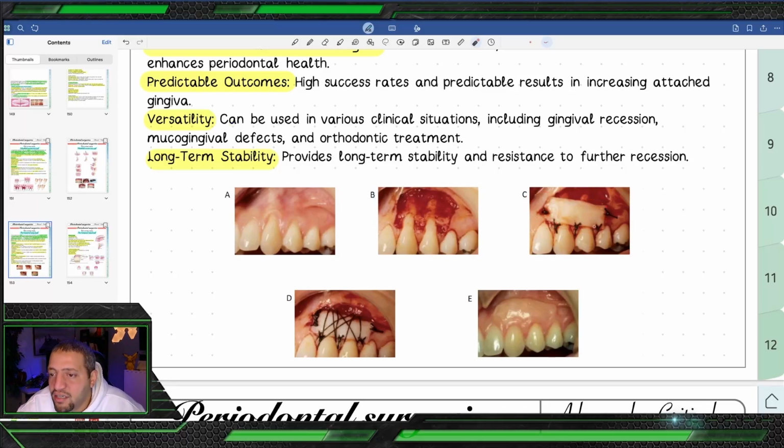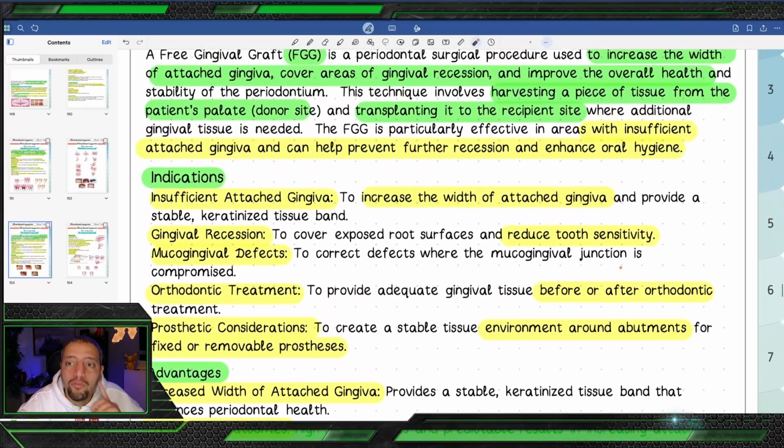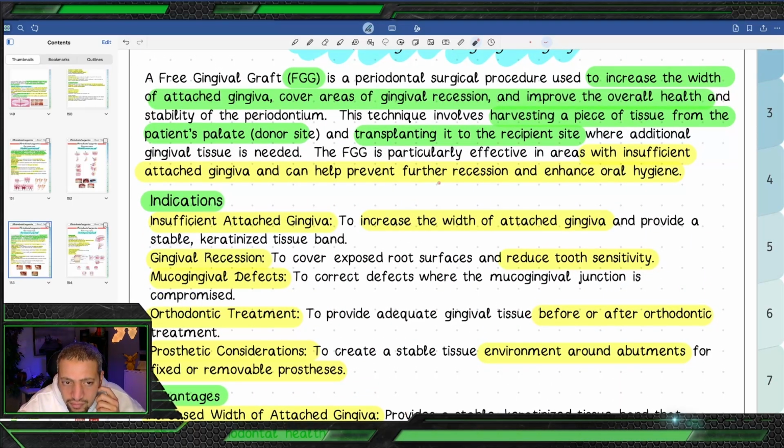Why is the healing here not perfect? Because the soft tissue is coming over the soft tissue. In the other one, we get a little soft tissue and we put it here. This is something we don't like, but we use it only when we do not have adequate attached gingiva. So the indication is insufficient attached gingiva. We do it to increase the attached gingiva in here.